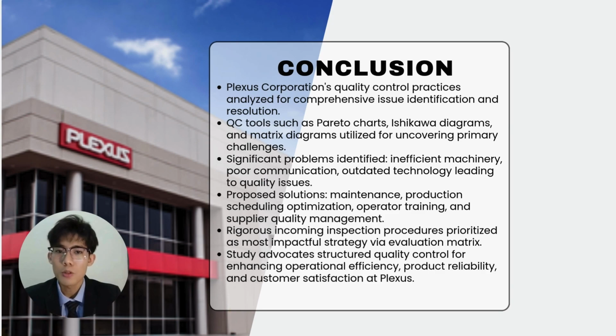Our findings indicate that the most significant problem affecting Plexus Corporation is quality issues, which are deeply rooted in several factors. These include inefficient machinery use, poor communication, outdated technology, and inconsistent supplier quality. Each of these factors contributes to the overall decline in product quality and operational efficiency.